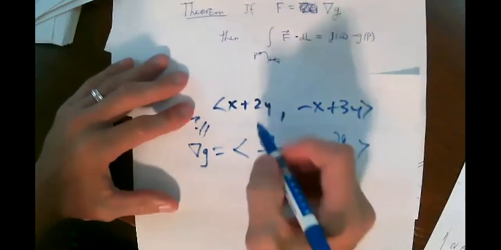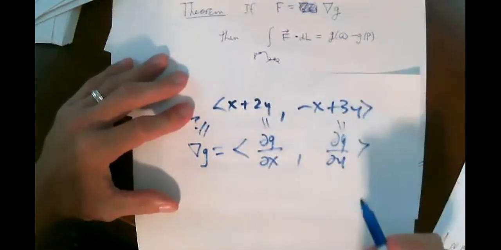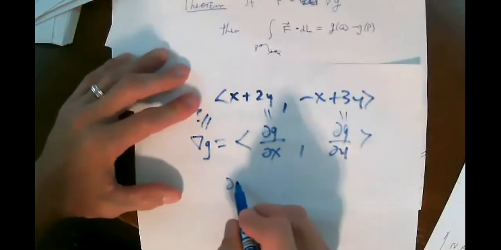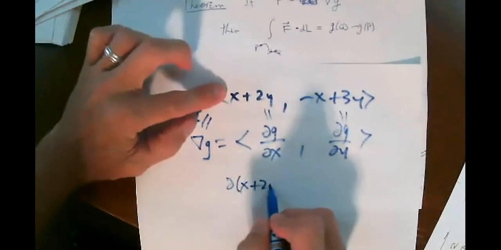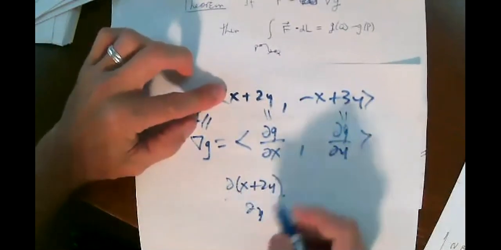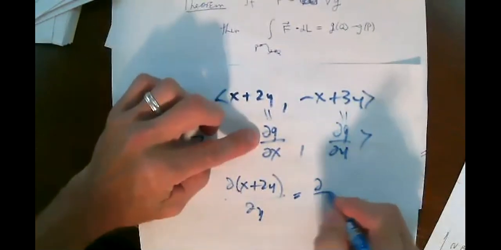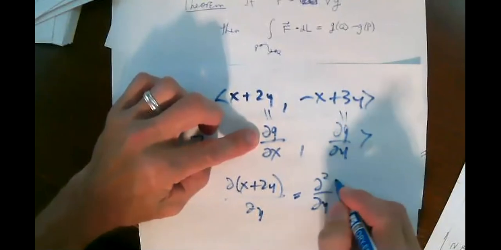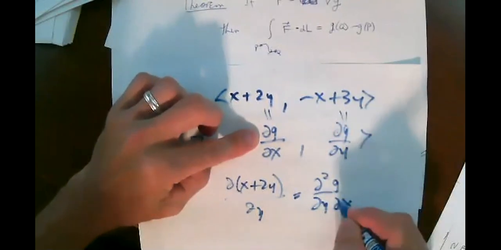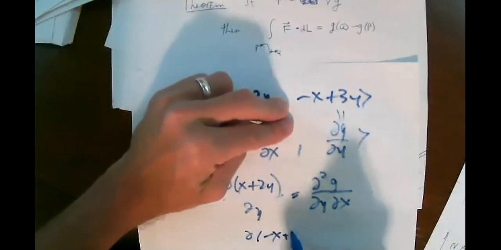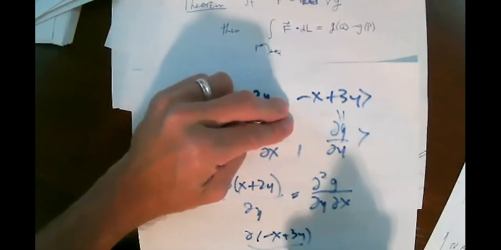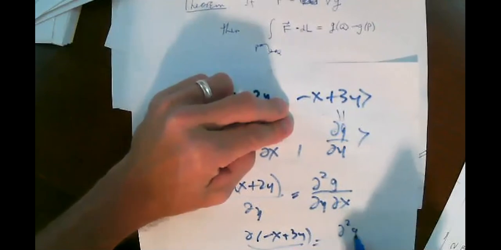But if that's true, then if I look at the partial derivative of this with respect to y, that should be giving me the partial with respect to y of the partial with respect to x of this function g. And in the same way, if I look at the partial derivative of the second component with respect to x, that would be a second partial derivative of g with respect to x and y, in this order.